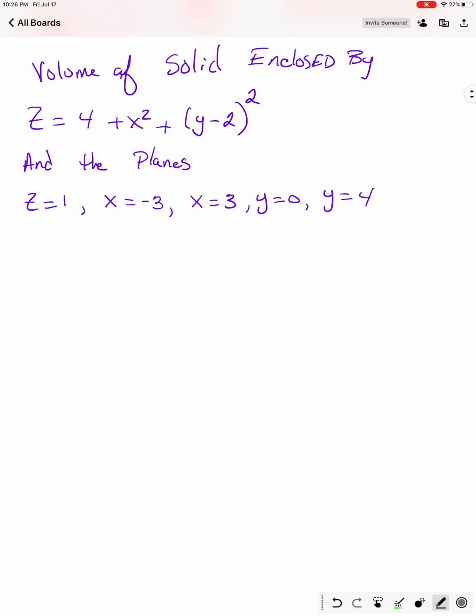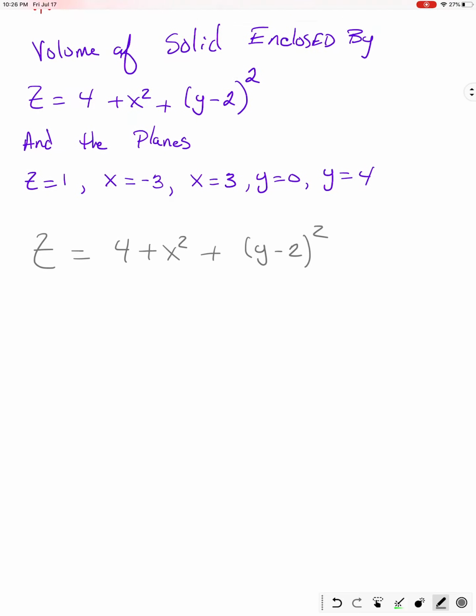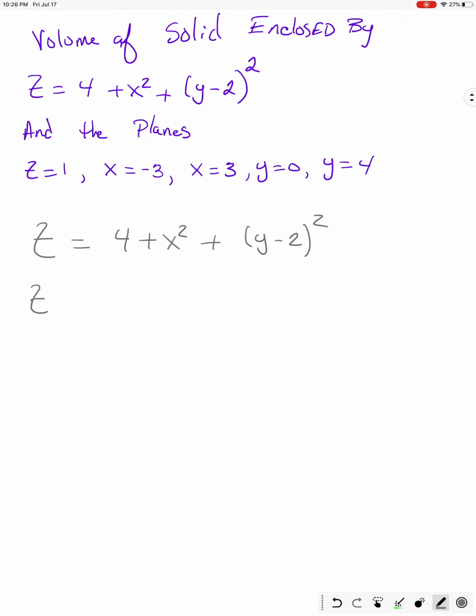So the first thing I want to do, because I'm given two pieces of information about z, I have the first one, which is z equals 4 plus x squared plus the quantity y minus 2 squared. That's part of the enclosure. And I also have z equals 1. That's another part of the enclosure.